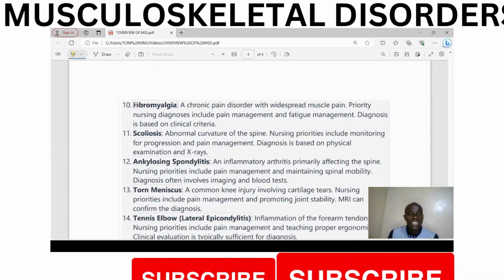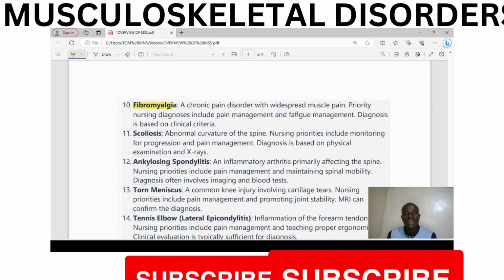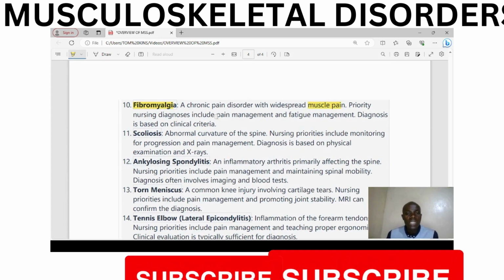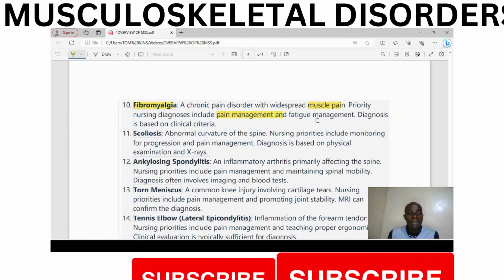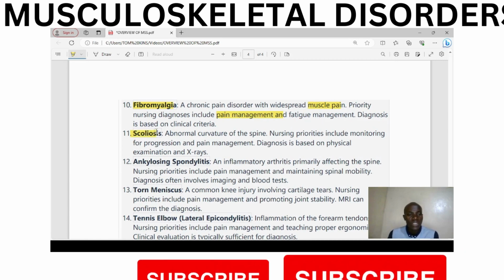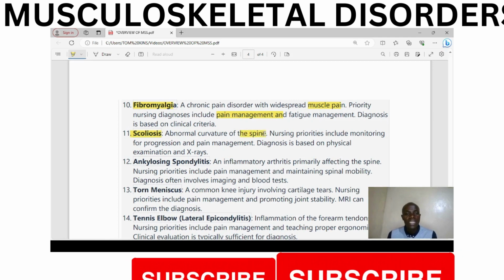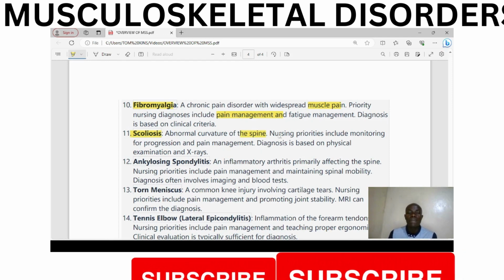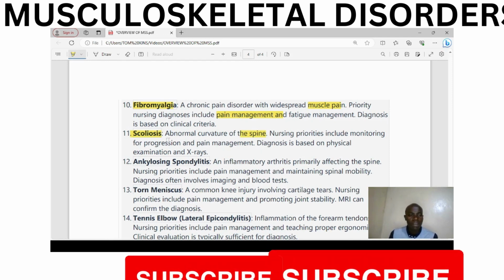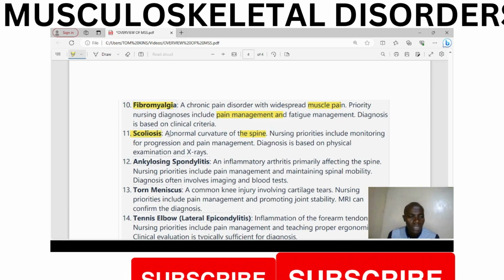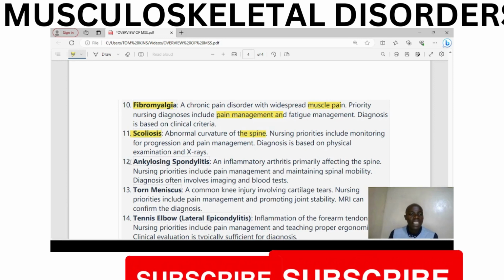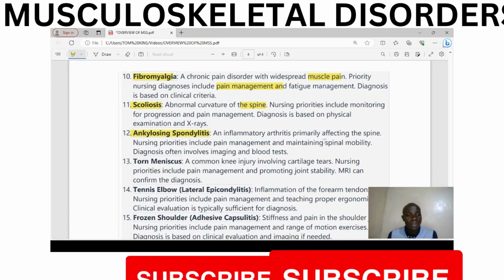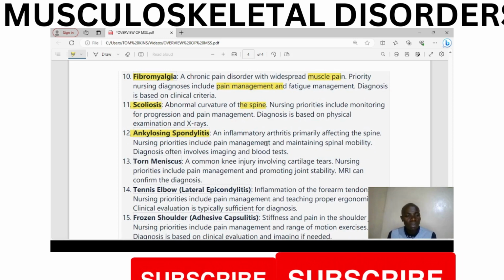We have fibromyalgia. This is a chronic pain disorder with widespread muscle pain. The priority will be pain management. Scoliosis is the next one, an abnormal curvature of the spine. We have 5 major abnormal curvatures of the spine. A link will be popping up so you can review the 5, but this one is among the most common in musculoskeletal disorders. Then we have ankylosing spondylitis, an inflammatory arthritis primarily affecting the spine. Nursing diagnosis will still include pain.